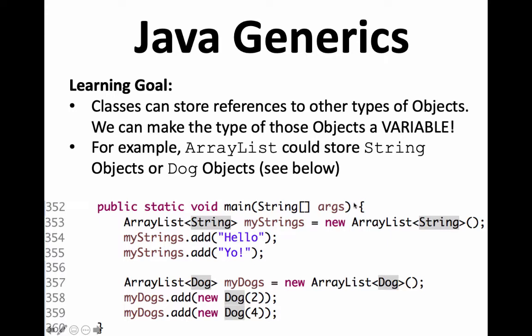And inside our class, when we allow someone to create an object of our class with that type specified in the angle brackets, that's going to make a type be a variable. So the type of those objects will be a variable.